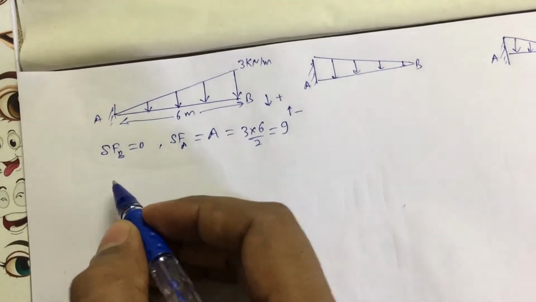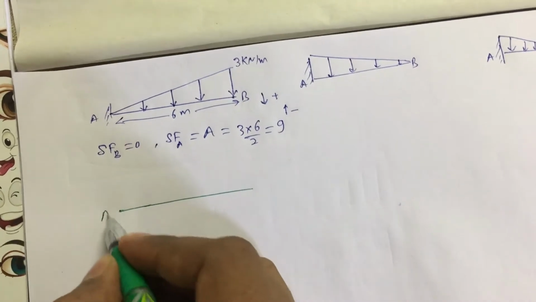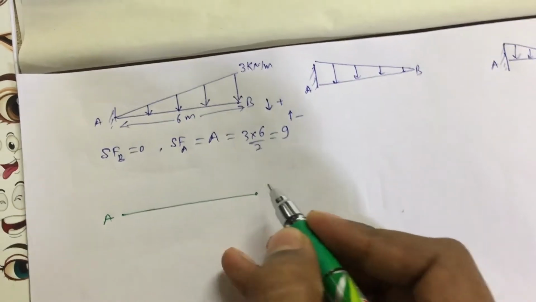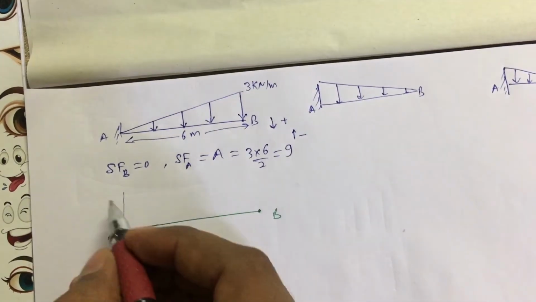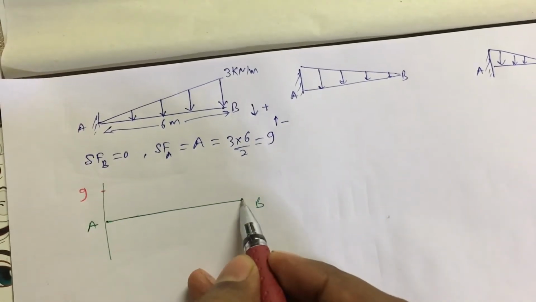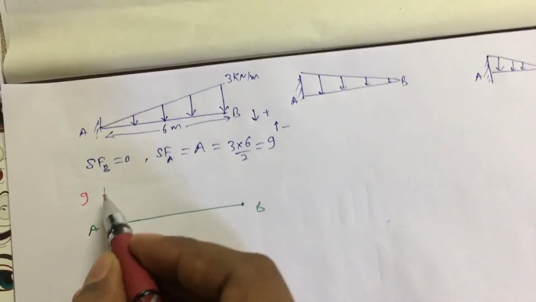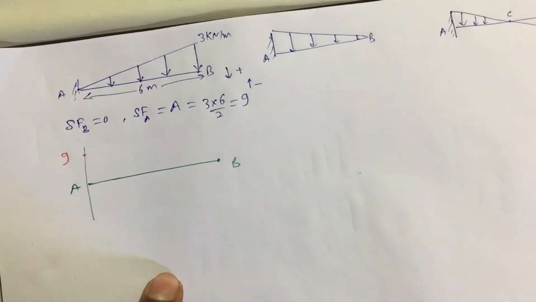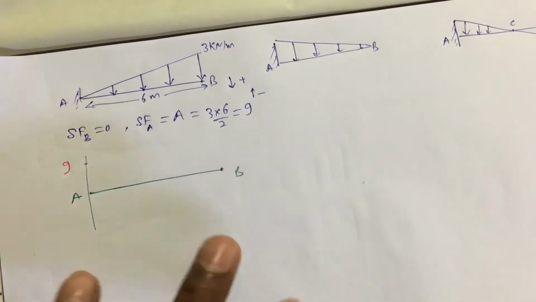So done. If we want to draw the SFD, first draw the beam, and here A, here it is B. At B we have 0 shear force, and at A we have shear force that is plus 9, right? So here we have plus 9. Now from plus 9 to B, I have to join the curve. This curve can be like this, or this, concave or convex. So which one? In the bending moment diagram also we have to face this kind of problem, concave or convex. So only for that purpose this video is there.